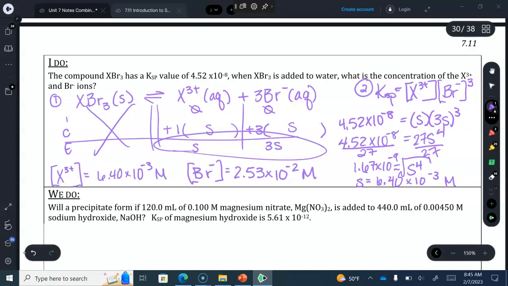6.40 times 10 to the negative 3 for that one, and then you multiply that times 3 to get B, and that was off. 1.92 times 10 to the negative 2 molar. Now we have the right answers. Woo! Who feels better that they are not the only ones who mess stuff up?